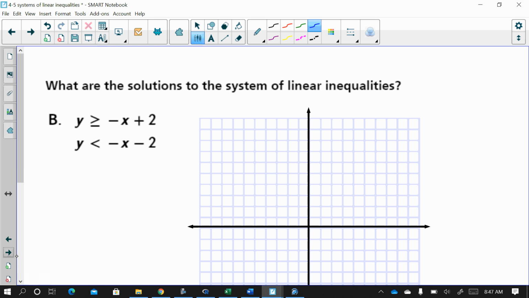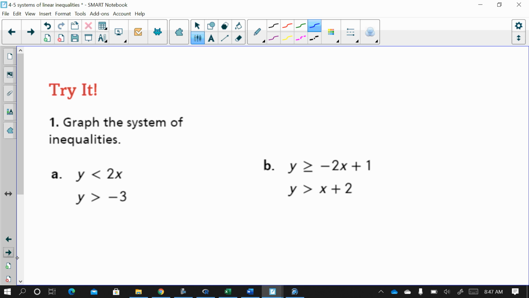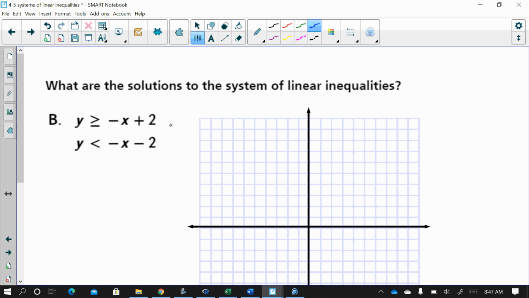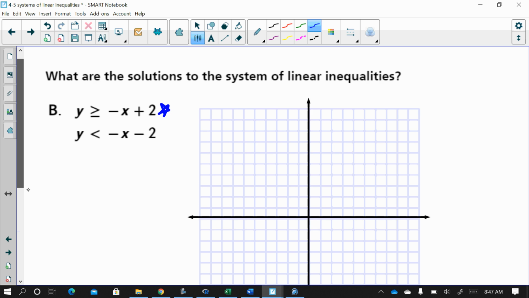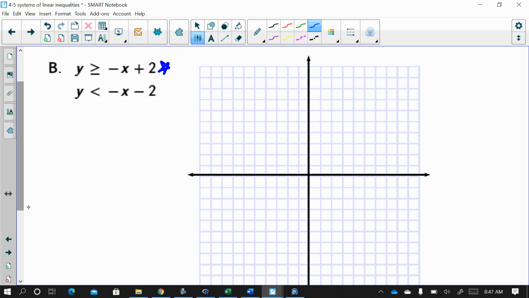Let's look at this one together. First one I'm going to do in blue. y is greater than or equal to negative x plus 2. Negative x plus 2 is right there. And negative x, that's a negative 1, so I go down and right, or I could go up and left. It's equal to, so this is going to be a solid line. Shading: I'm greater than, so I shade above.